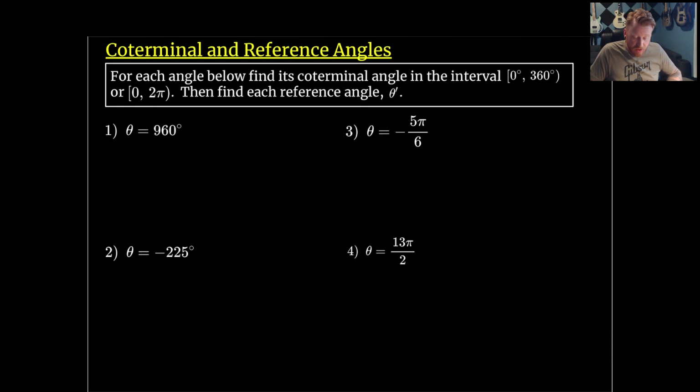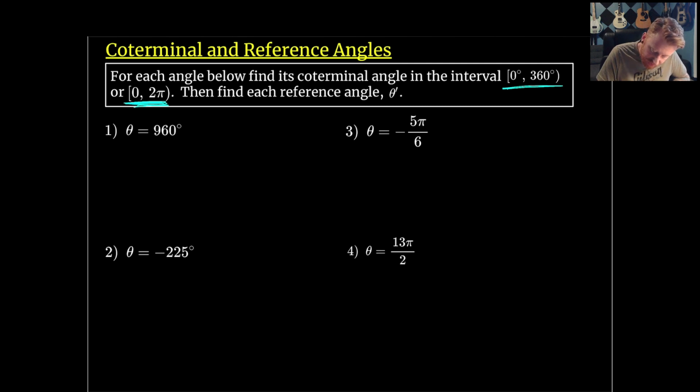For each of these below, I want to find a coterminal angle in the interval from 0 to 360, which means just one revolution. We'll see some of these here have several revolutions as they go around. So we just want to think between this first interval from 0 to 360 or from 0 to 2 pi, whether we're talking about degrees or radians.